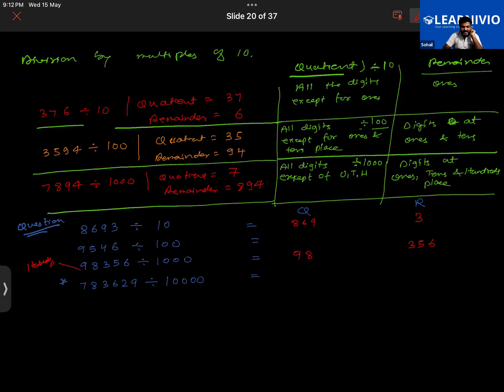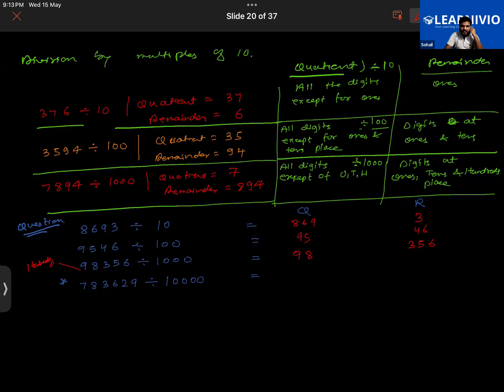Habib, you also look at the second question. The rule says that you are dividing it with 100. So the rule for quotient is that you have to write all the digits except for ones and tens place. So which digits are at ones and tens place? Namely 6 and 4. So what is left? 95. And the rest will become remainder.